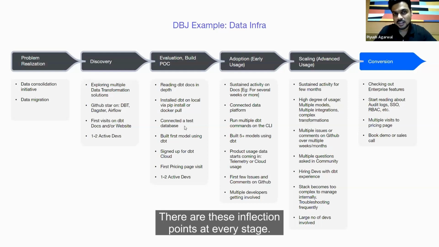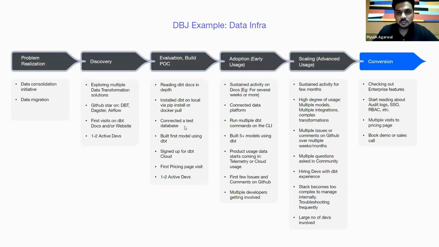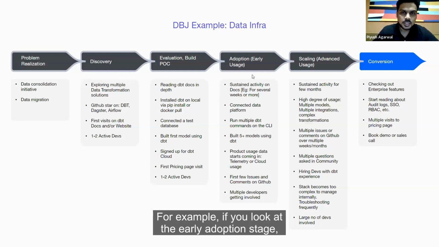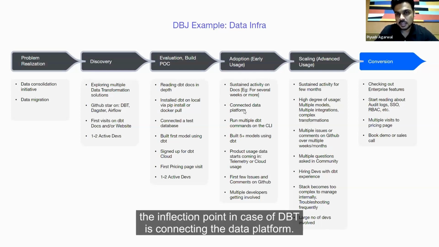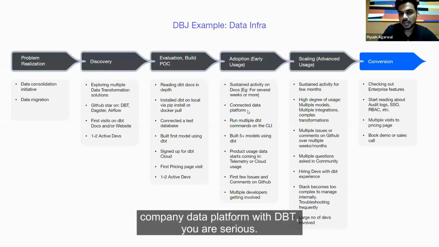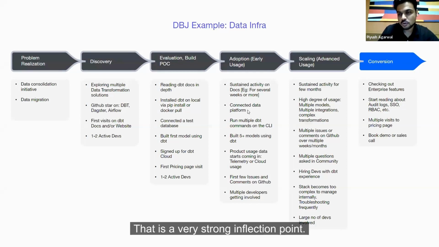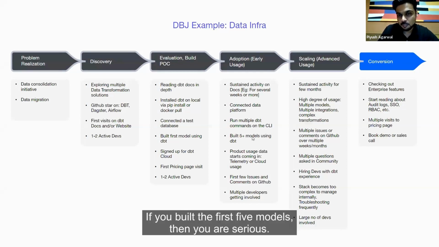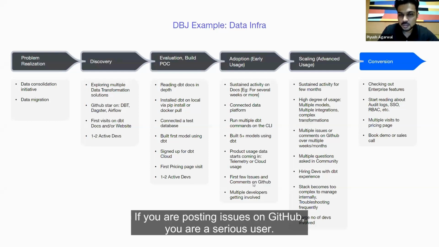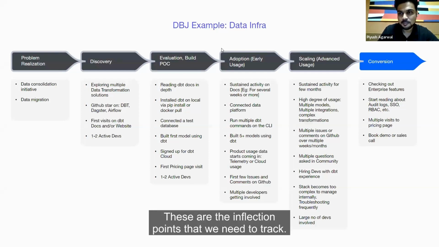So there are these inflection points at every stage. For example, if you look at the early adoption stage, the inflection point in case of DBT is connecting the data platform. If you've connected your internal company data platform with DBT, you are serious. That is a very strong inflection point. If you've built the first 5 models, then you are serious, right? If you are posting issues on GitHub, you are a serious user. So these are the inflection points that we need to track.